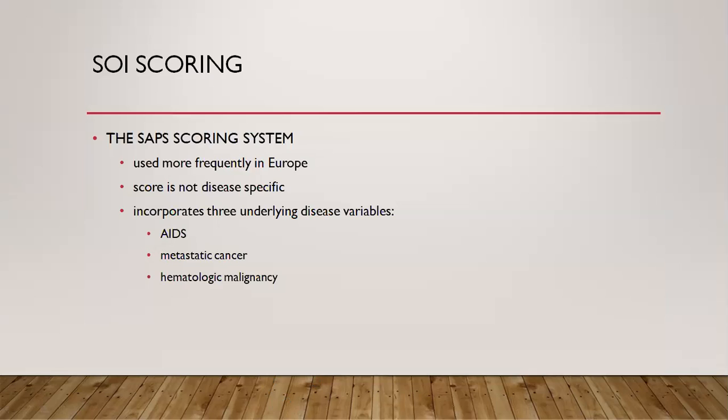Another scoring system is the SAPS. It is used more frequently in Europe, and the score is not disease specific. It incorporates 3 underlying disease variables: AIDS, metastatic cancer, and hematologic malignancy.